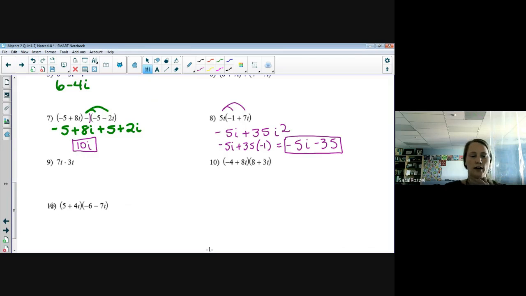We'll jump down to 11. So go ahead and write the one with the 5 and the 4 in it. So 5 plus 4i and negative 6 minus 7i. Okay. Remember, when we have two sets of parentheses multiplied, we start with our first term and distribute it first. So we're going to do that one first, and we'll write it down, and then we'll do the second one. So 5 times negative 6 is negative 30. 5 times negative 7i is negative 35i.